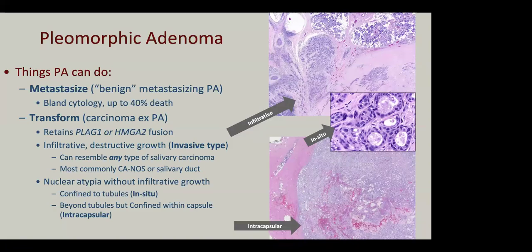It usually starts as some kind of in situ or intracapsular proliferation within the duct of the PA that does not breach the border. If this is the case, these have very good behavior. However, if it infiltrates beyond the border of the PA, this is high grade and aggressive. Generally, it can be of any morphologic type, but salivary duct is one of the more common morphologies of carcinoma ex PA.